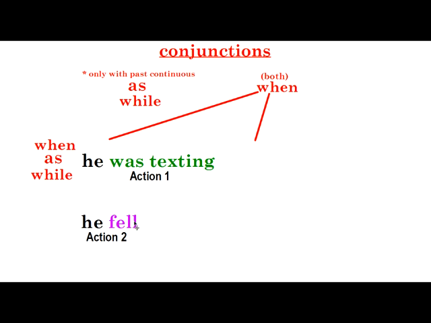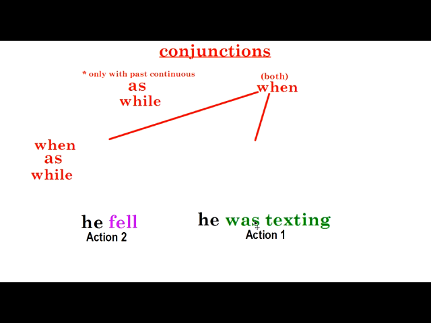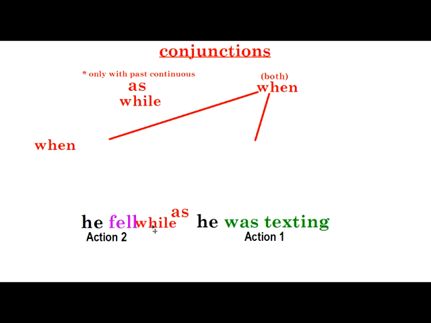Now, if I want to talk about my first action second, I want to put it at the last part of my sentence, I can use this. It still means that this was the first thing that happened. I can talk about this action first, but this still means this is the first action that happened. But I have to be careful with my conjunctions. So again, I can use as, and it has to go with my past continuous. I can use while, and that has to go with the past continuous. Or I can use when for the past continuous, and I can say he fell as he was texting, or he fell while he was texting, or he fell when he was texting, and all of those are okay.